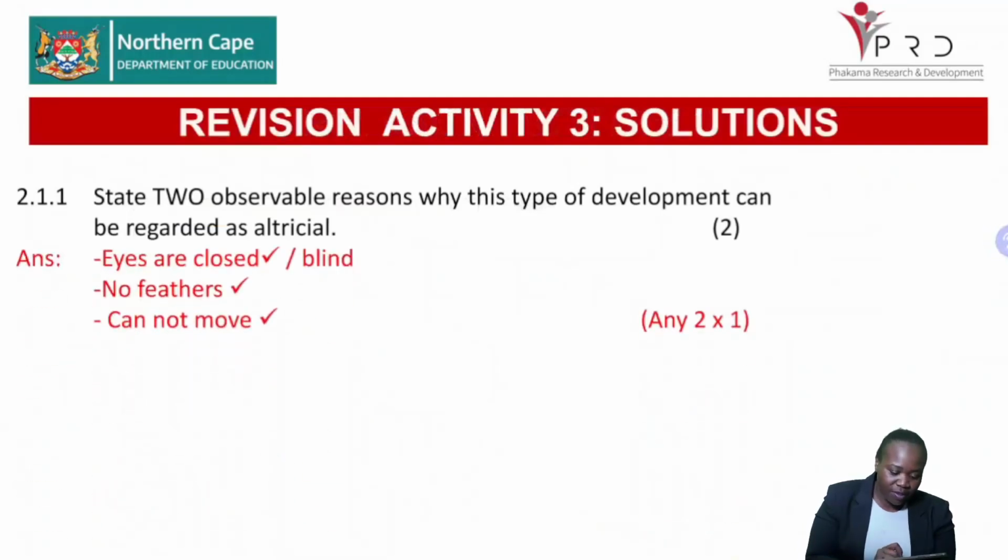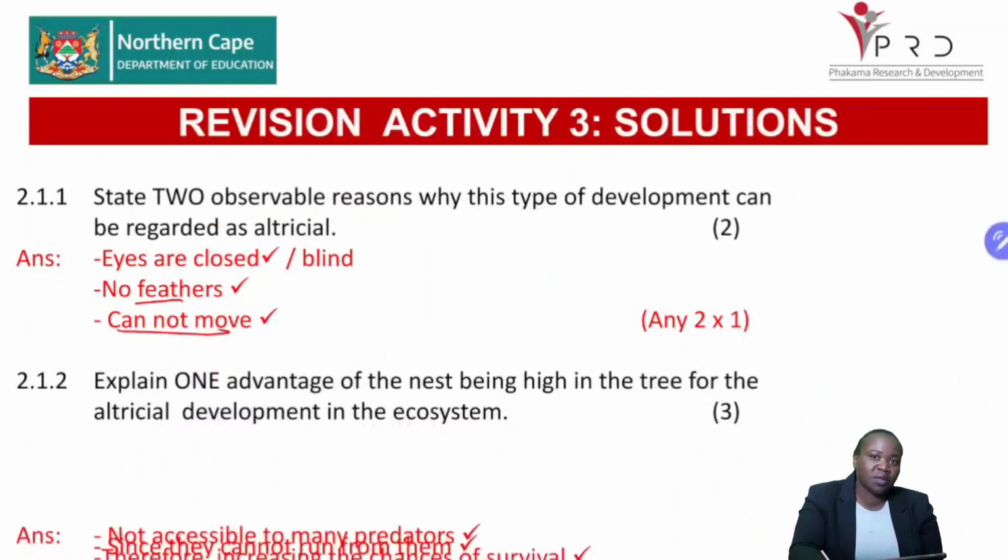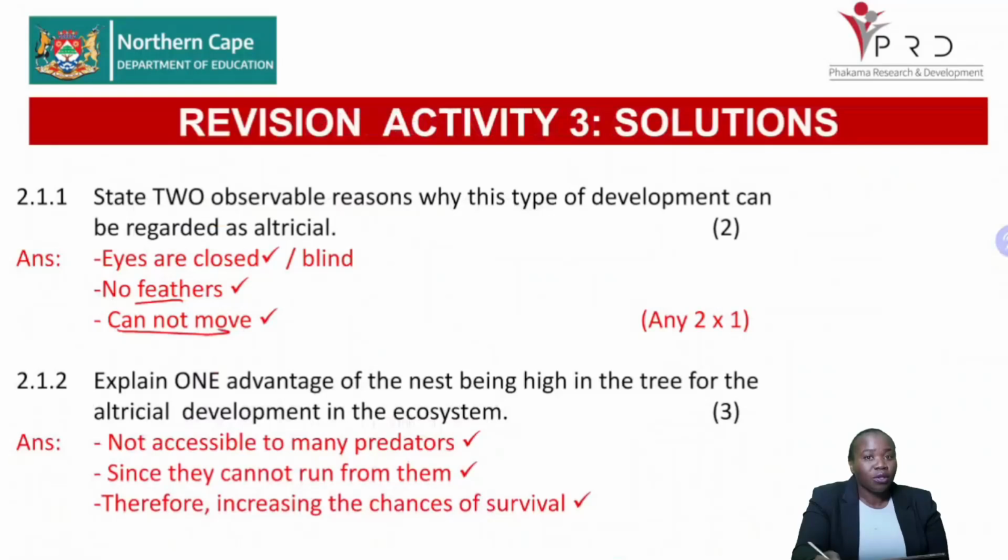They cannot feed themselves as well, right? And then explain one advantage of the nest being high in the tree for the altricial development in the ecosystem. The fact that they are high in the tree means that it will not be easily accessible for predators. Therefore, they will not be able to feed on those young, right? So the young cannot move. Therefore, this increases their chances of survival.